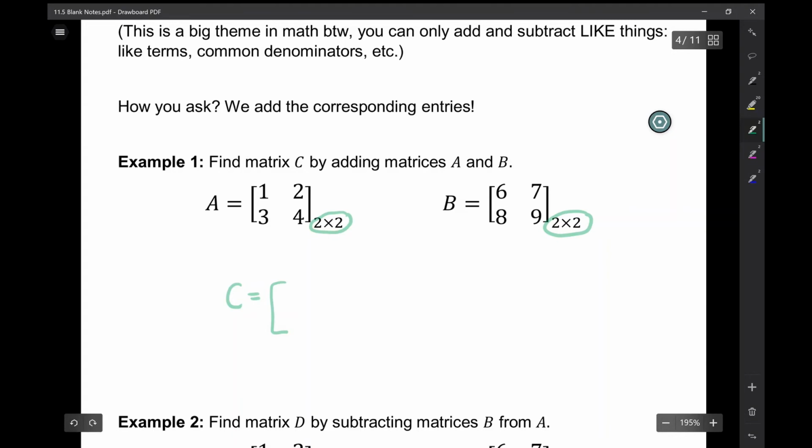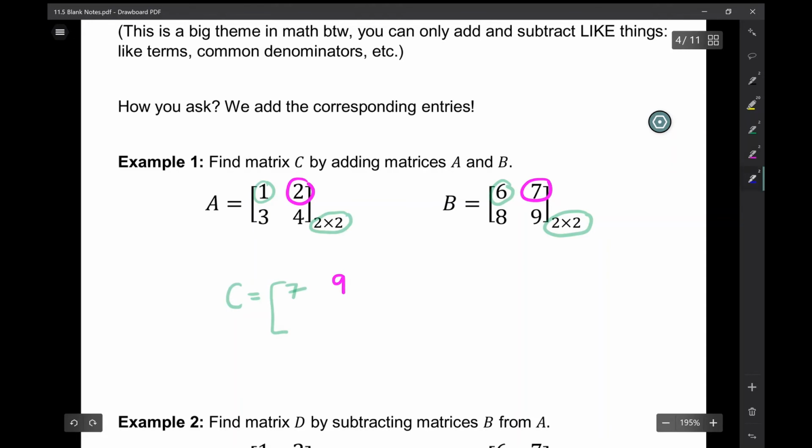So I'm going to add the first entry in the first row in the first column of A with the first column in the first row of B. So 1 plus 6 is 7. I'm going to add the second column first row with the second column first row of B. 2 plus 7 is 9.